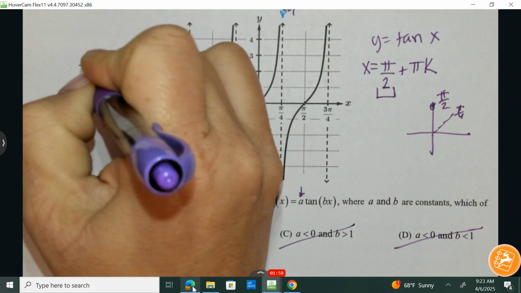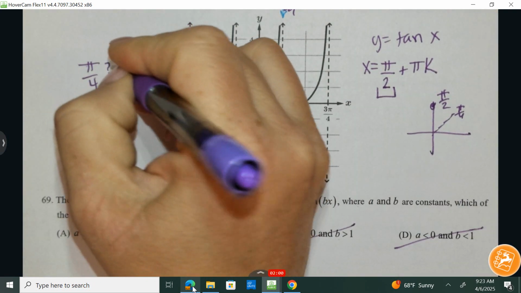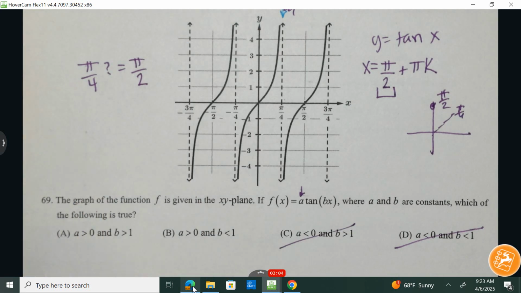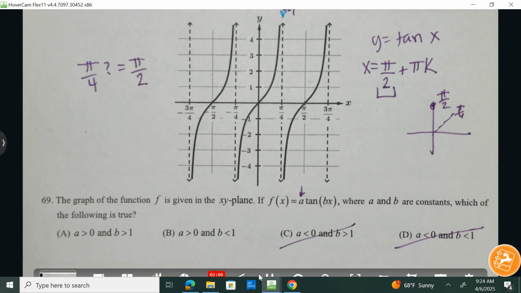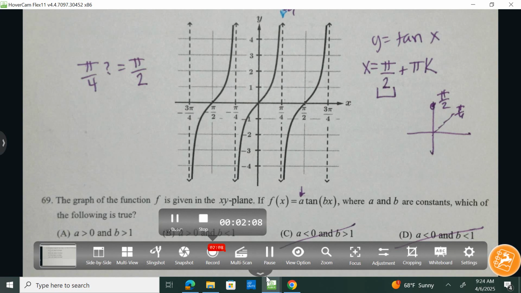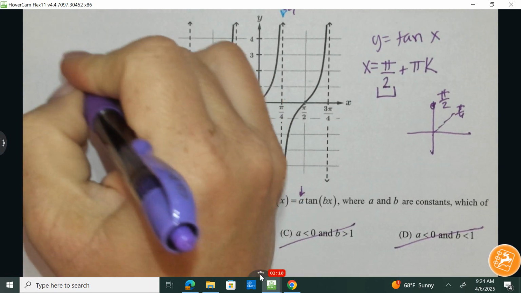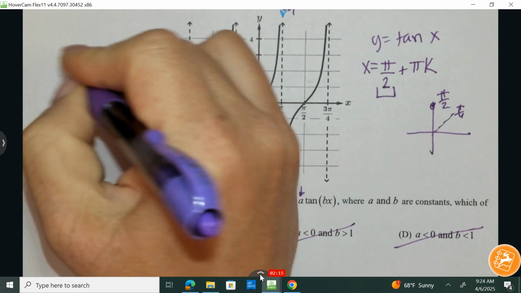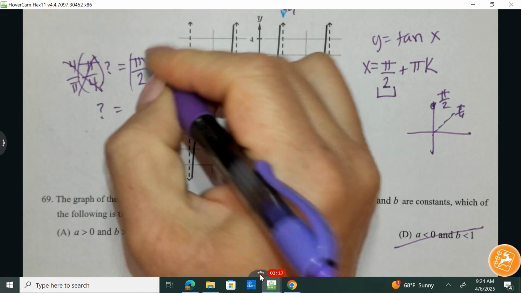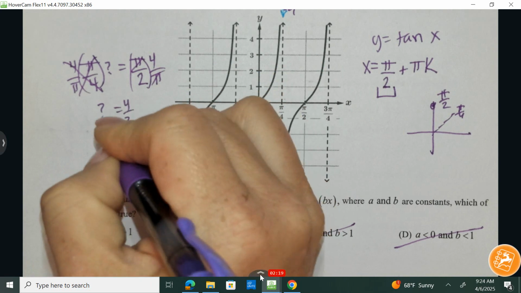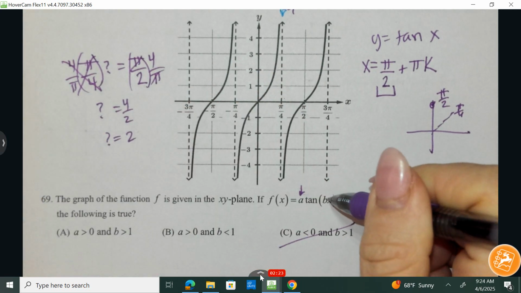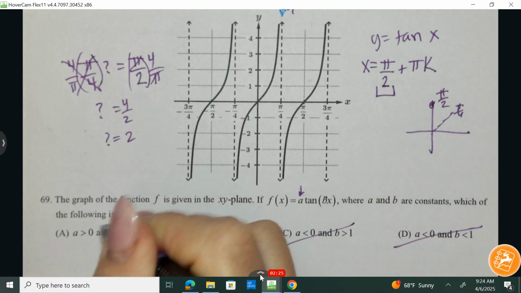So here's what I'm going to do. I'm going to say pi over 4 times what value gives me this pi over 2, right? So what am I multiplying by? Okay, so then I'm going to multiply here by 4 over pi. I'm multiplying by 4 over pi, and I get whatever this value is, 4 over 2, which is 2. Okay, that tells me that this B value has to be 2. This B value has to be 2, which makes it greater.